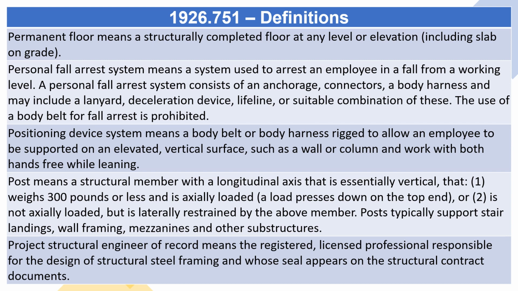A personal fall arrest system consists of an anchorage, connectors, a body harness and may include a lanyard, deceleration device, lifeline, or suitable combination of these. The use of a body belt for fall arrest is prohibited. Positioning device system means a body belt or body harness rigged to allow an employee to be supported on an elevated, vertical surface, such as a wall or column, and work with both hands free while leaning.